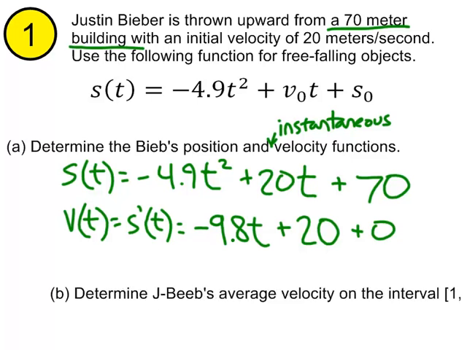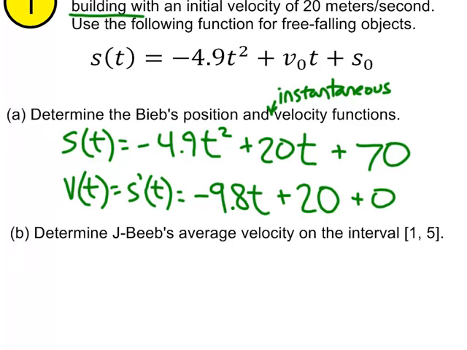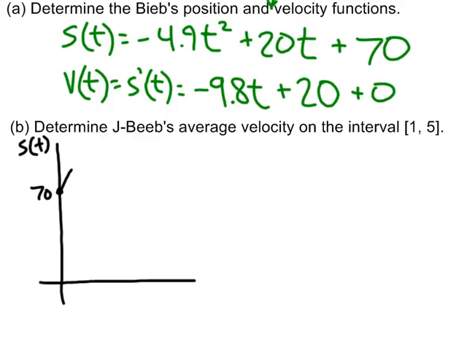All right, part B, determine Justin's average velocity on the interval from 1 to 5. I think here it would be helpful to come up with a graph, a picture. Let's develop that real quickly. It doesn't have to be in great detail, but let's say here's Justin's position. We're graphing position. It starts at 70, and he starts out upward. He's going to go up for a while and then come back down, just like we saw on the previous slide.